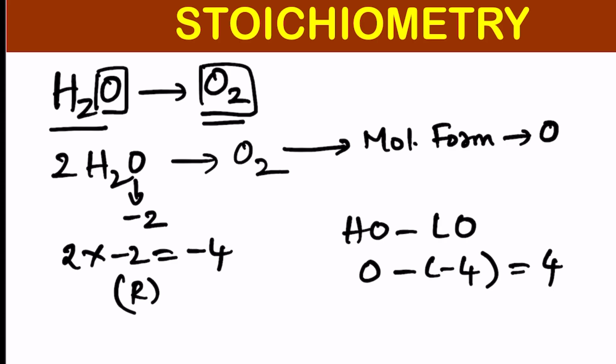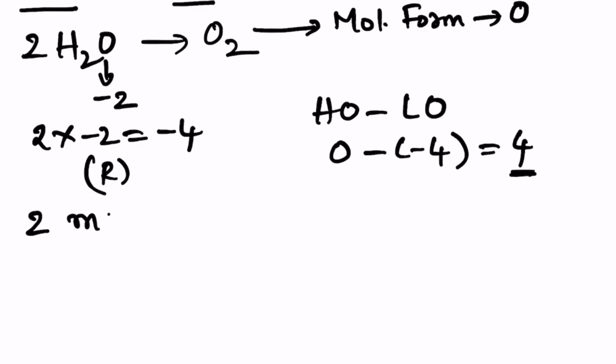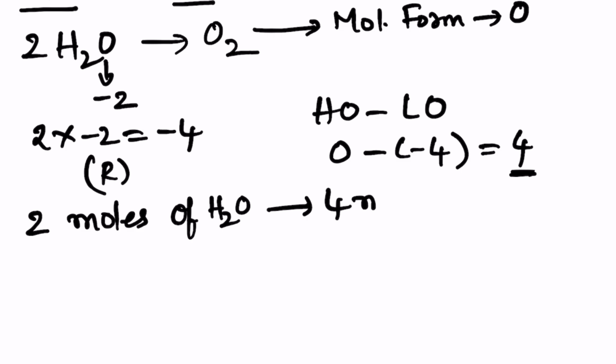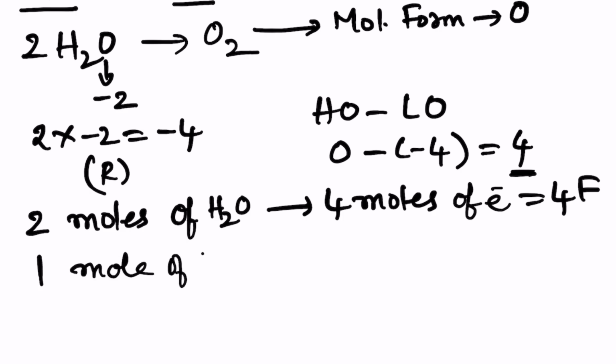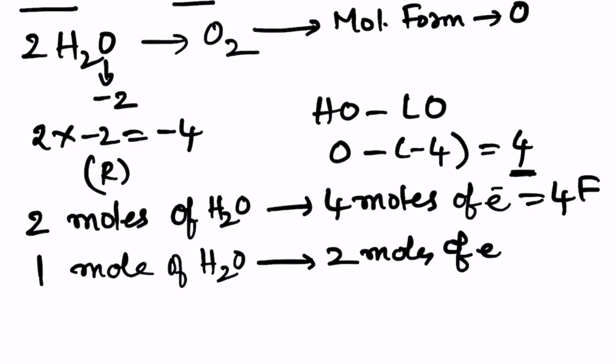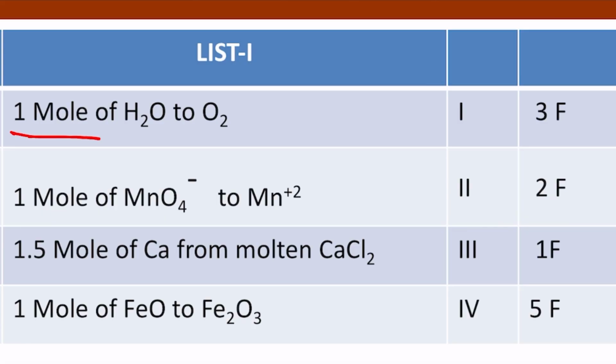Take only the magnitude. That implies 4 moles of electrons are involved for every 2 moles of water, which converts into oxygen. But here the question is asked only with respect to 1 mole. So 2 moles of water requires 4 moles of electrons, that is equal to 4 Faraday. Therefore 1 mole of water requires 2 moles of electrons, that is equal to 2 Faraday. So for the first one the answer will be 2 Faraday.